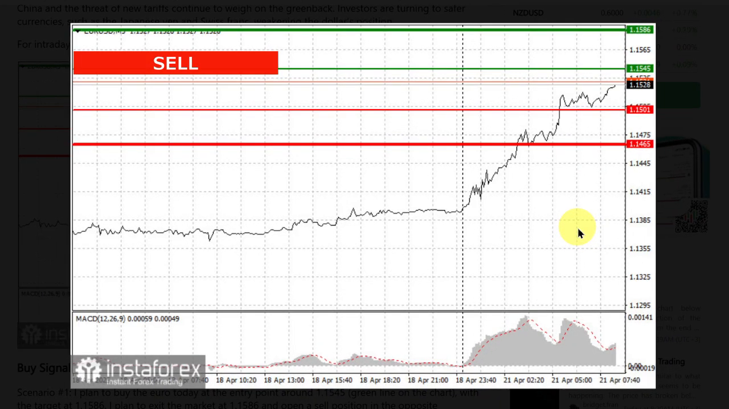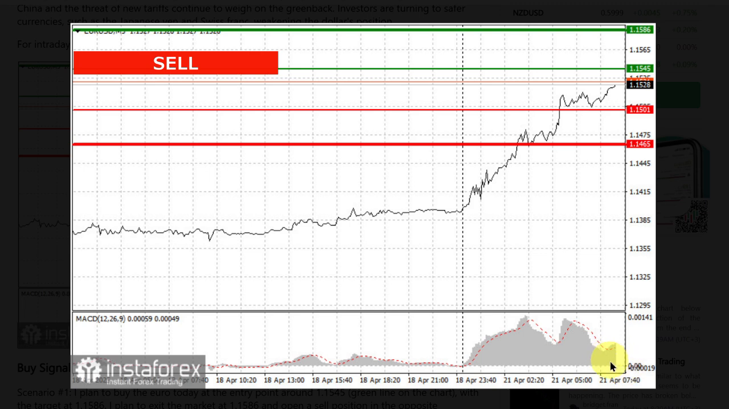You could plan to sell the euro after reaching the 1.1501 level. The target will be 1.1465, at which point you will exit the market and open a buy position in the opposite direction, expecting a 20-25 pip bounce from that level. However, downward pressure on the pair is unlikely to return today. Before selling, make sure that the MACD indicator is below the zero line and starting to decline.